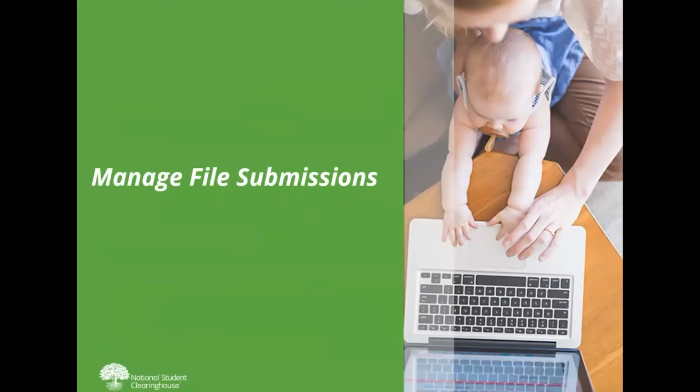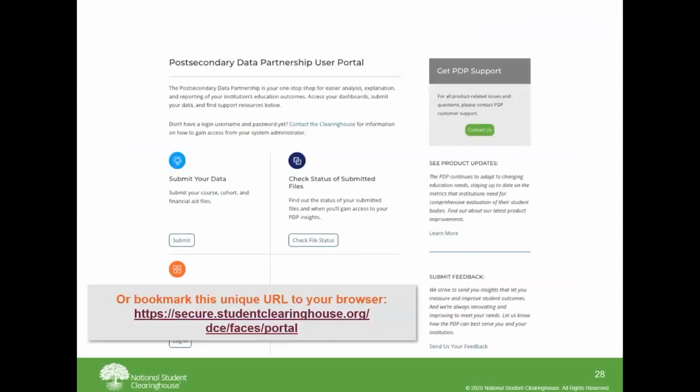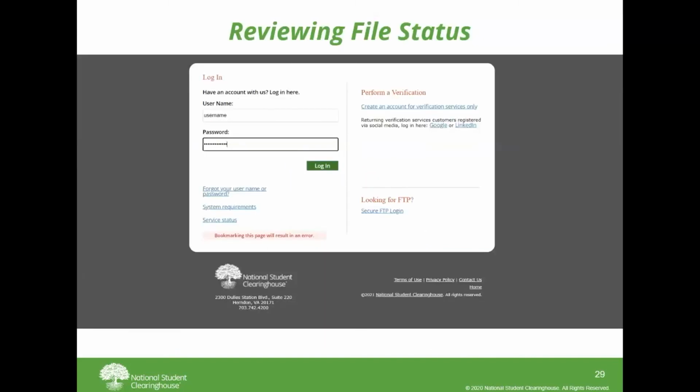Now it is time to log into the PDP application and review the status of your data submission. From the Clearinghouse website, go to the PDP application. Click Access Your Resources. On the right, select Check File Status, or you may bookmark the unique URL link to your browser which will take you directly to the PDP application. This is the application login page. You will use your web ID and password to log in.